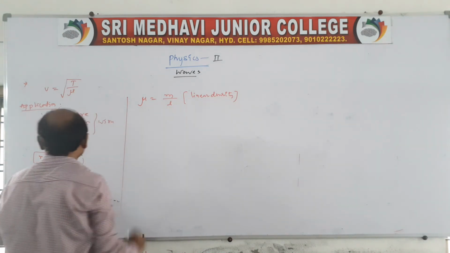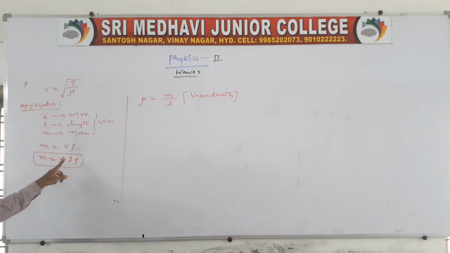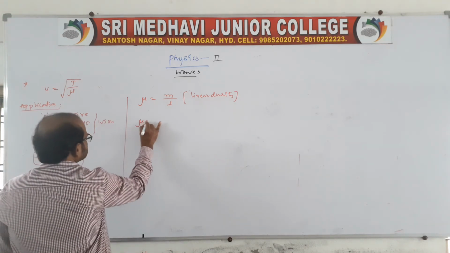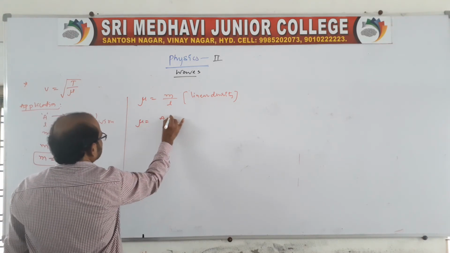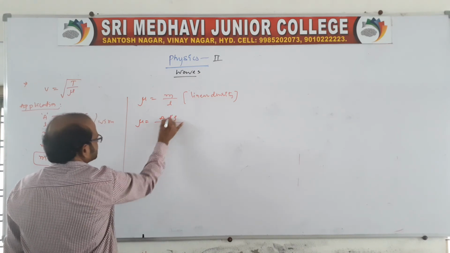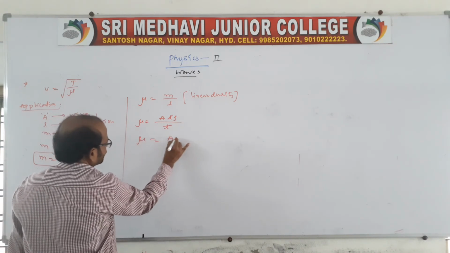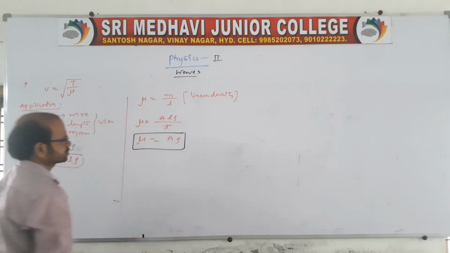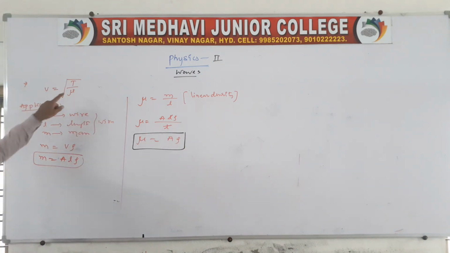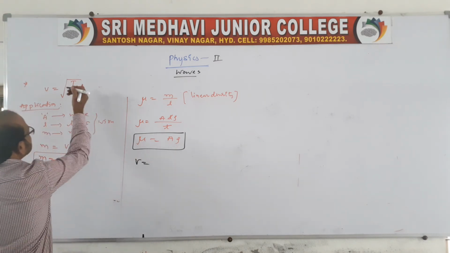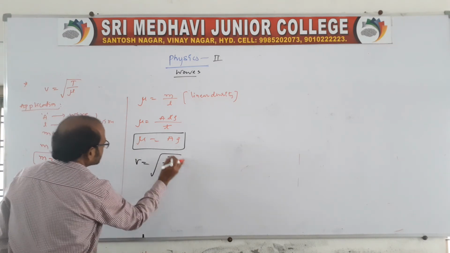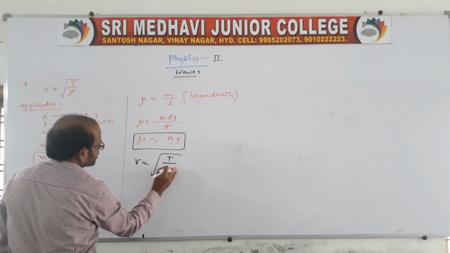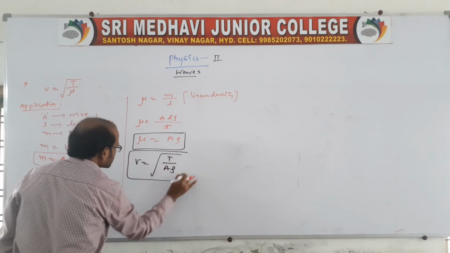So here you replace M with this. Mu is equal to A into L into rho by L. You cancel L, so mu is equal to A rho. This is the expression which is very, very important. Now you replace here, so that V is equal to root over T by mu, which is root over T by A rho. This is another expression in terms of densities.